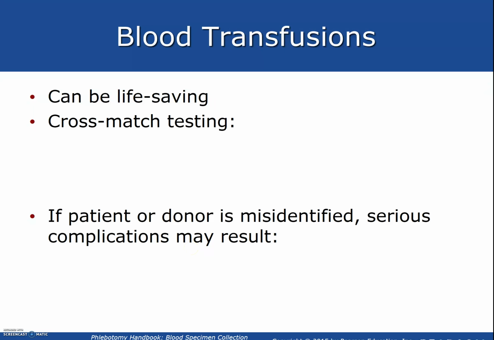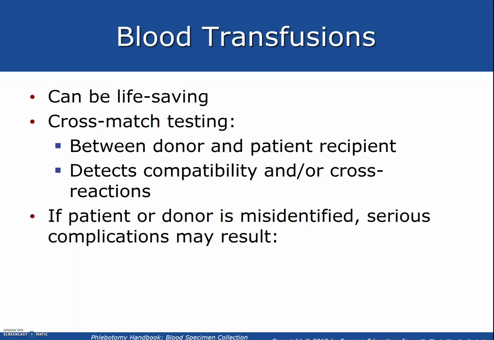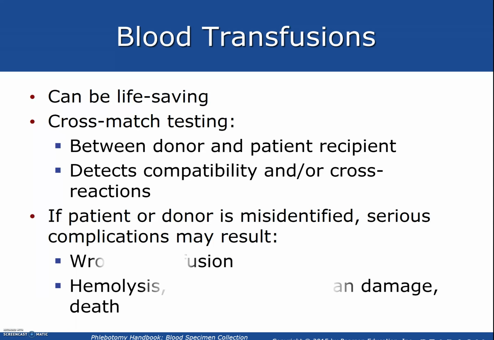Chapter 7, Part 2. We led off in the slide in Chapter 7, Part 1. Blood transfusions can be life-saving. Cross-match testing between donor and patient recipients detects incompatibilities and cross-reactions. If the patient or donor is misidentified, serious complications may result, including transfusion hemolysis, agglutination, which is the clumping of red blood cells, organ damage, and death.